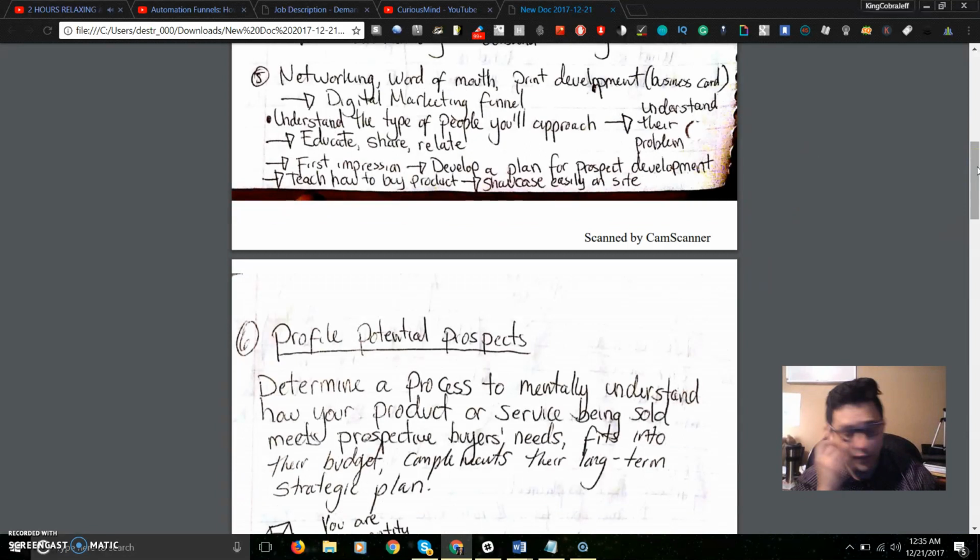Of course, number 5 is networking. If you go to any meetups, try to think of where people who are interested in real estate would meet. So, like for me, for example, real estate investing club meetings would be one of those. Anything that has to do with startups or entrepreneurship or investing in general.